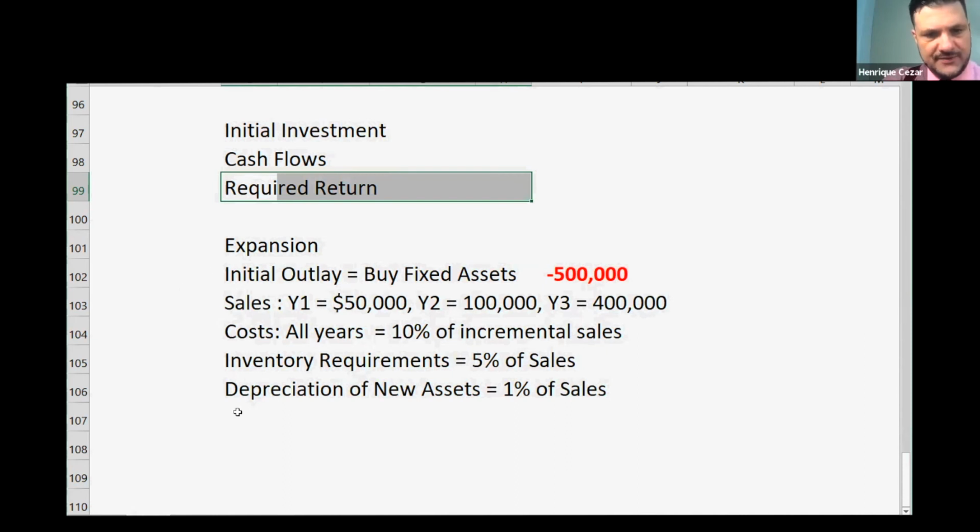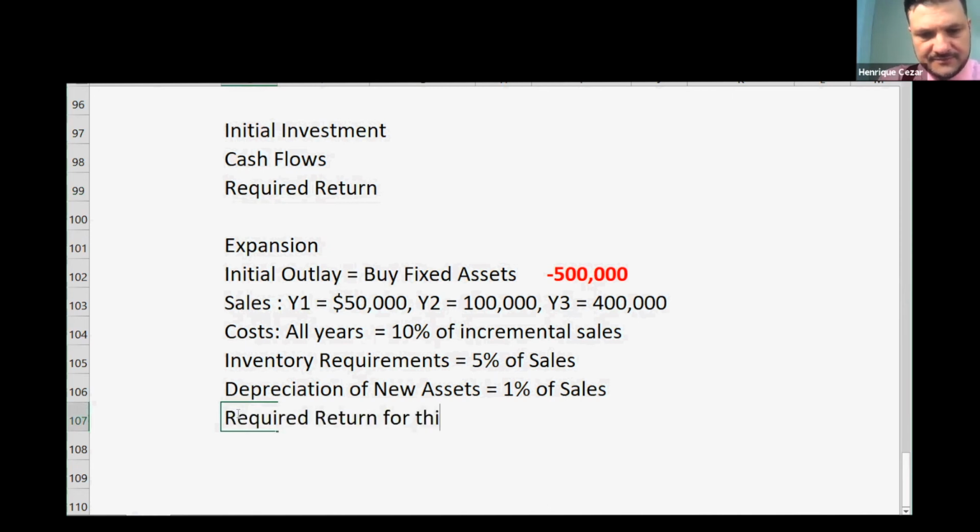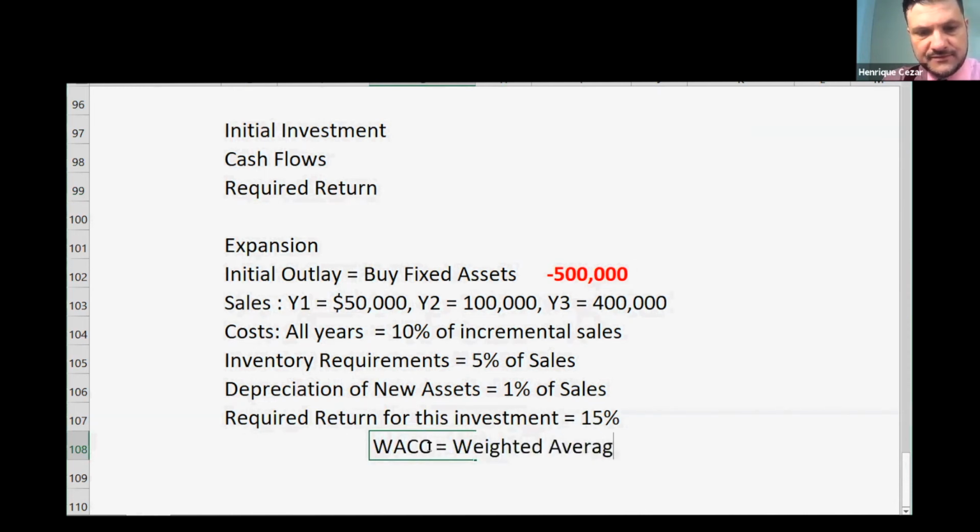So I'm going to put right here that the required return for this investment equals 15%. Again, I gave this number, I decided, okay? Again, it is possible for us to compute the WACC, and I'm going to show how this is done. WACC stands, let me put it here, for those that never heard it before, for weighted average cost of capital.